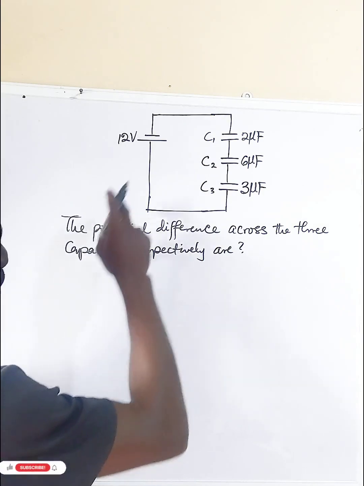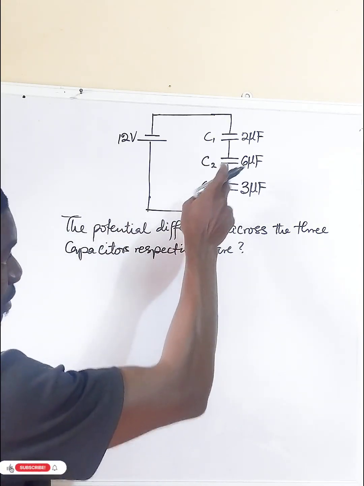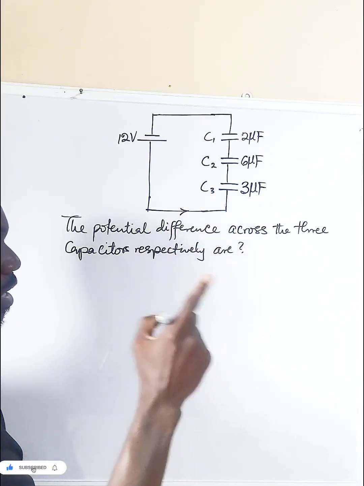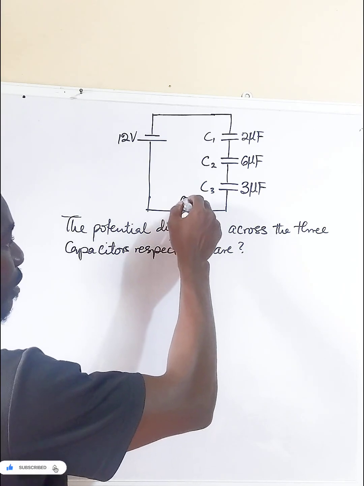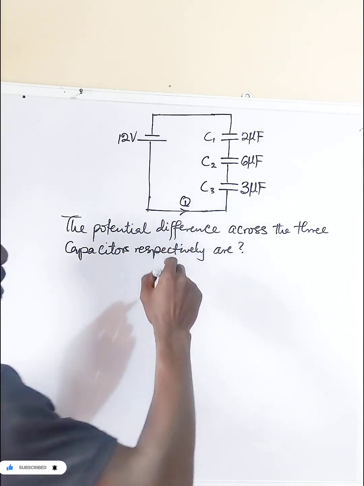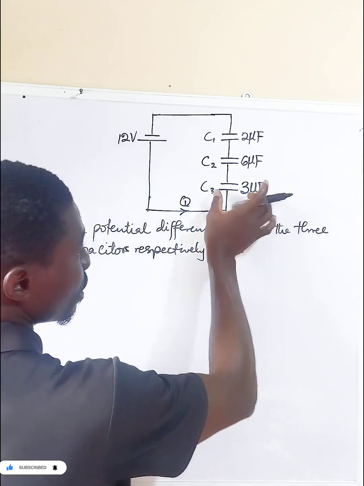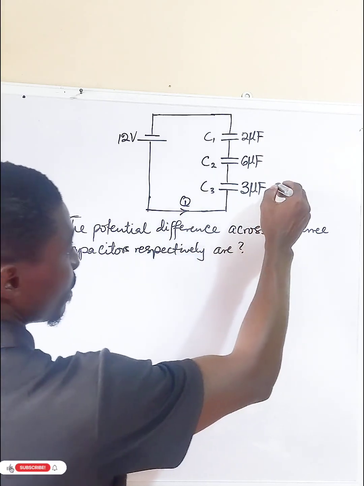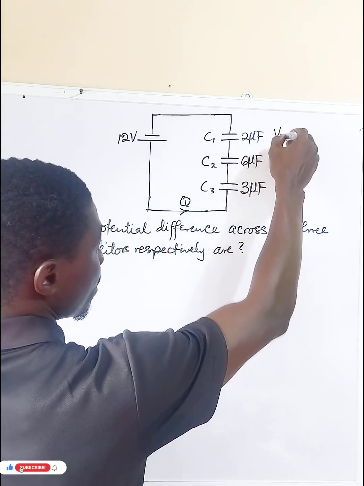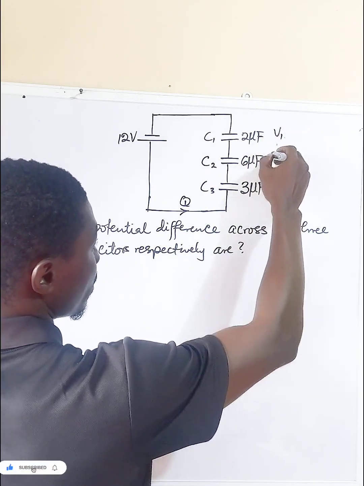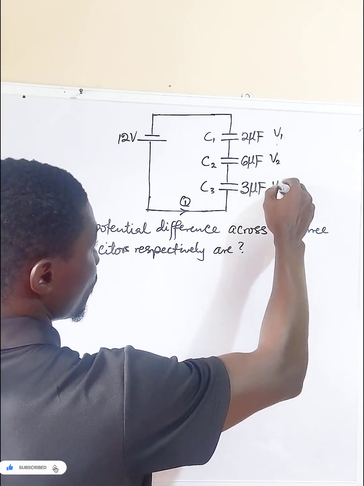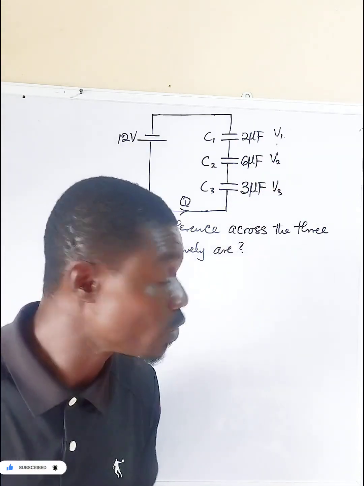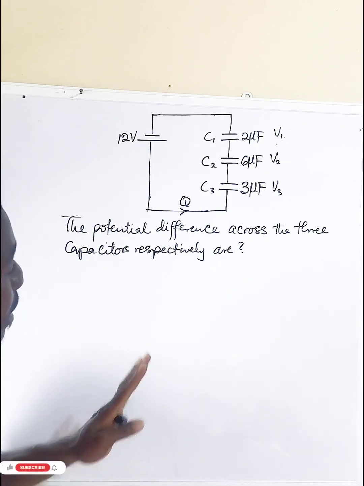Now, because they are in series, they will definitely have a common charge flowing through them. But the voltage at which the three operate will definitely be different: V1, V2, and V3.